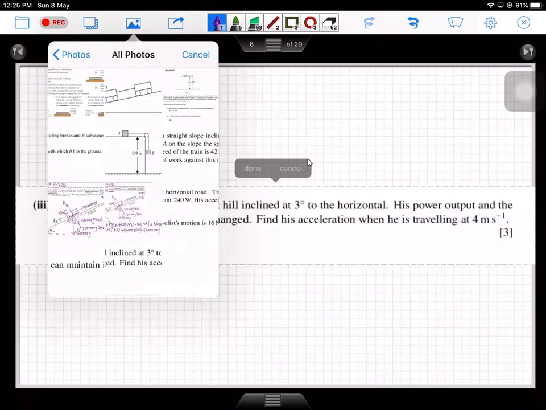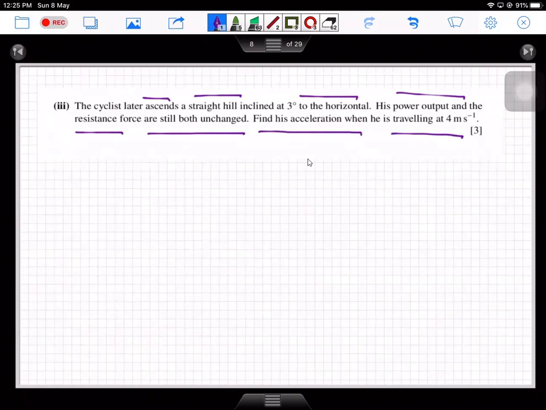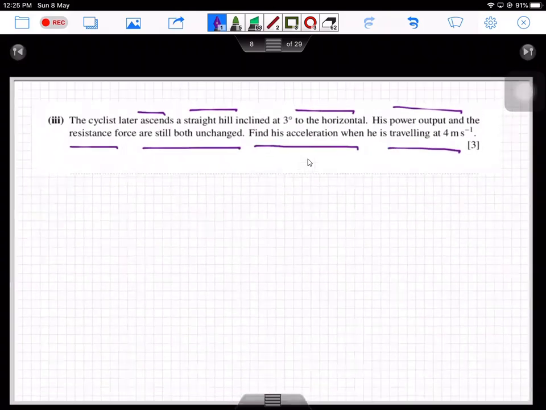Part 3 says that the cyclist later ascends a straight hill inclined at 3 degrees to the horizontal. His power output and the resistance force are still both unchanged. Find his acceleration when he is traveling at 4 meter per second. So we need to find the acceleration when he is traveling at a speed of 4 meter per second.